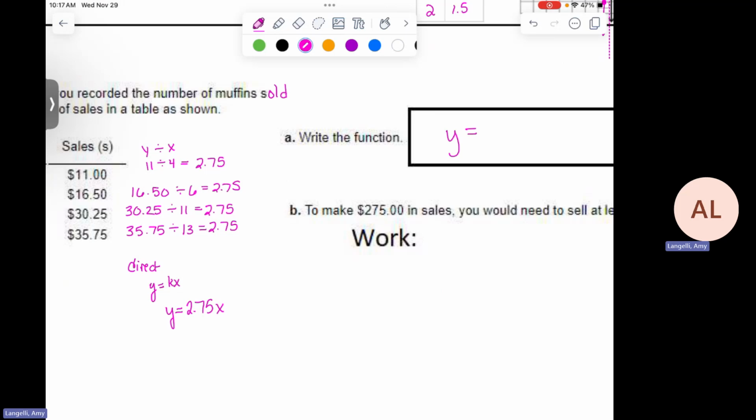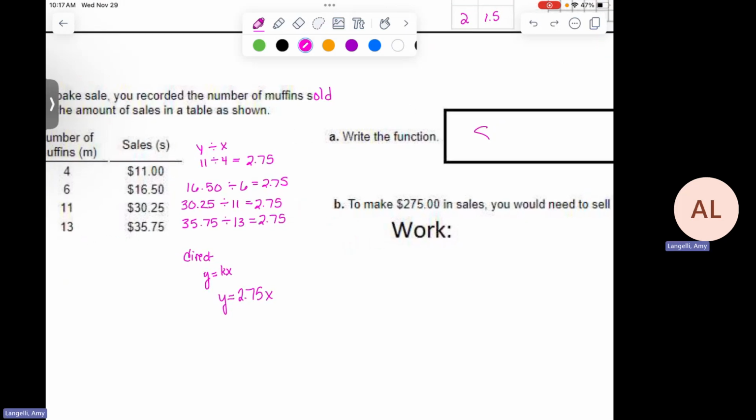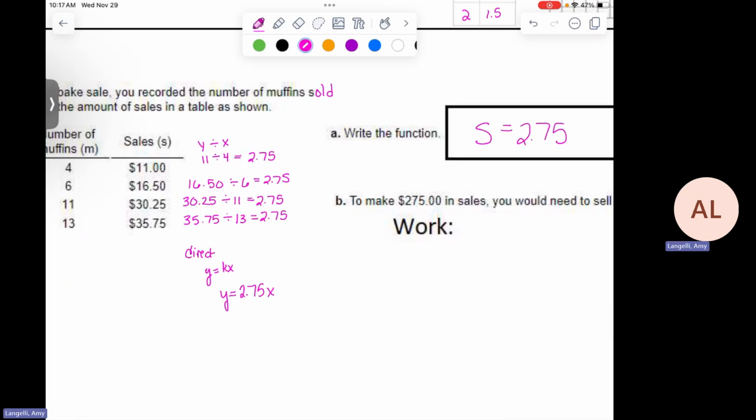Yep. Oh, they don't want us to use y. What do they want us to use instead of y? S. So that must be sales. 2.75. And what do they want us to use for muffins? Yeah.